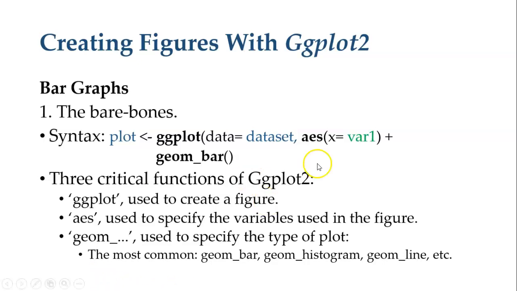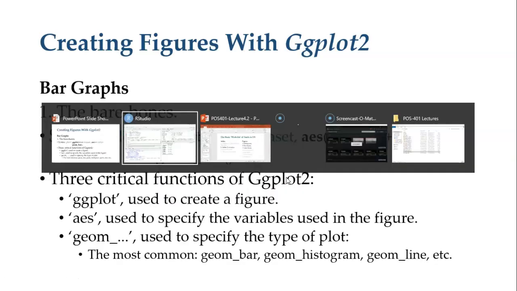So very simple. You need to have the ggplot. You need to call the dataset. You need to specify which variables you want to have in your plot, and you need to use the correct function. In this case, for instance, if I want to create a bar graph, it needs to be geom_bar. Okay, very simple. Let's go to an example.